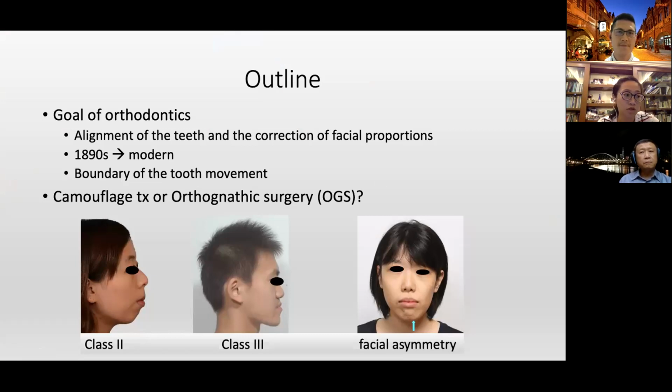Today, I'm going to start the talk on the limitation of orthodontic treatment. Should we choose camouflage treatment or combine with orthognathic surgery? I will first start with the goal of orthodontics. We wish to align the teeth and correct the facial proportions. We'll start from the history to see the boundary of tooth movement. Then we will go through some literature review and borderline cases in class 2, class 3, and facial asymmetries, and provide some evidence on whether we should choose camouflage treatment or combine with surgical orthognathic treatment.